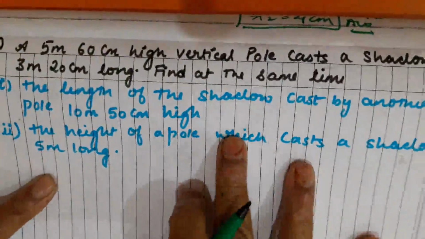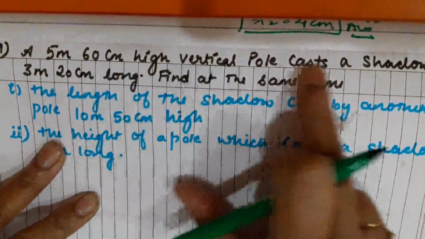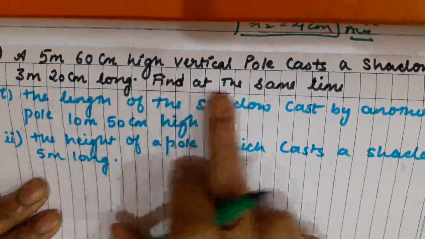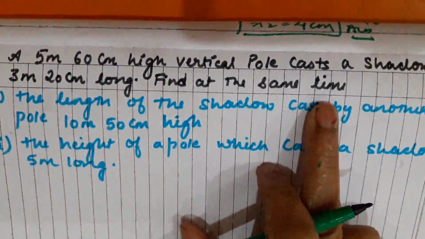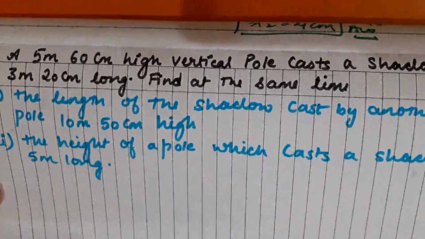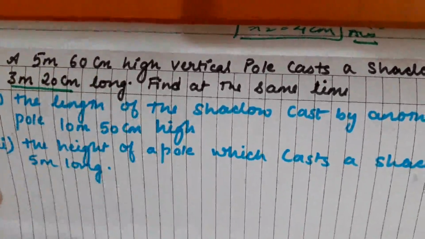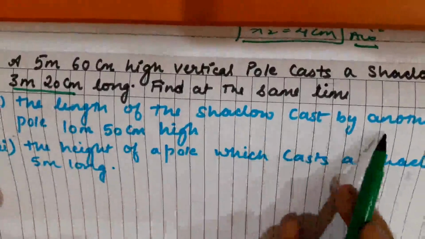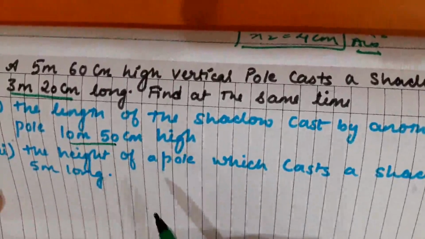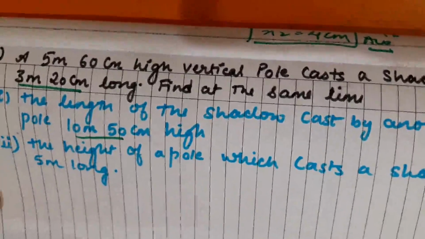Now our next question is, a 5 meter 60 centimeter high vertical pole casts a shadow 3 meter 20 centimeter long. Find the length of the shadow at the same time. Now one vertical pole is there. When it is standing vertically, it casts a shadow equal to 3 meter 20 centimeter. Now we need to find the length of the shadow cast by another pole that is 10 meter 50 centimeter high. So for that we need to make the pair.